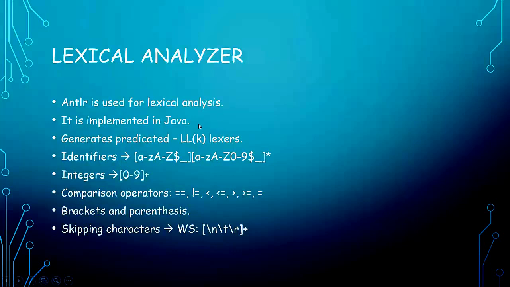ANTLR is actually implemented in Java, and this is the structure of how a grammar should be written for ANTLR. Identifiers are written with the similar structure that we have mentioned here. An integer can take single or multiple digits, and we have comparison operators such as equal to, not equal to and so on. These are the basic structures, and this grammar accepts brackets and parentheses. In order to skip characters like white spaces and tabs, we use the whitespace rule which is provided in ANTLR itself.